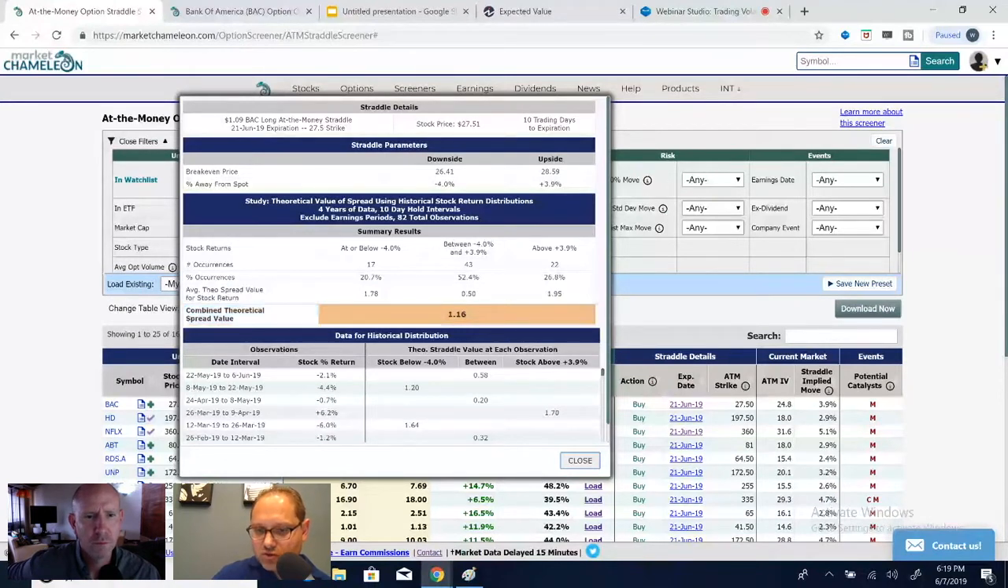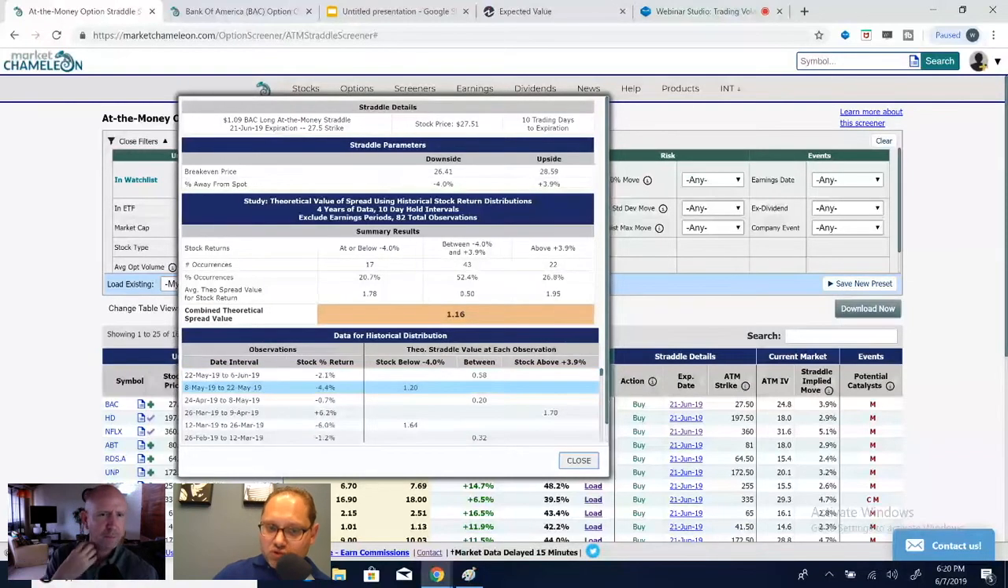So these are the historical data. Between this period and this period, it only moved 2.1%. So theoretically, it would have been worth 58 cents. From this period to this period, it moved more than 4%. And that's how you would get that theoretical value to compare.